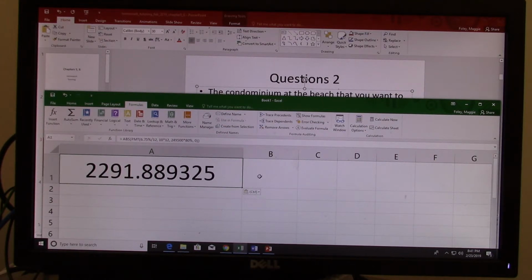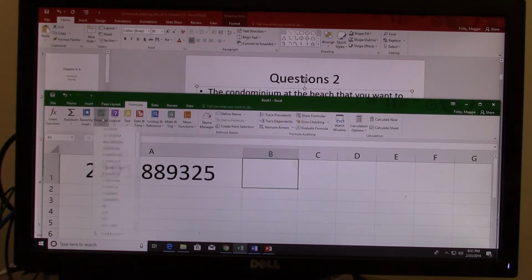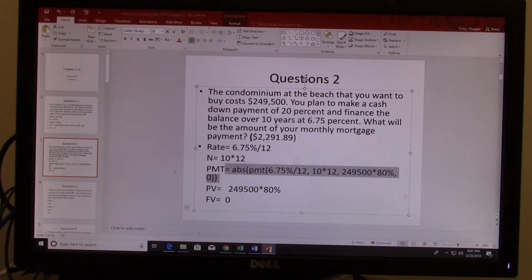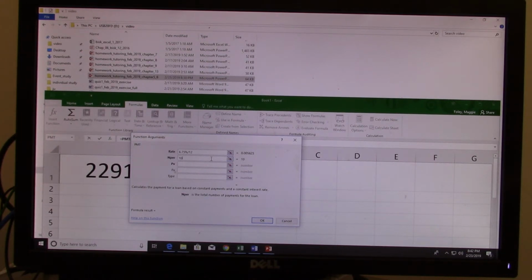Yeah, that's right. Or you can also go to Financial. The command is PMT. Find the PMT command. So the rate is 6.75% divided by 12. Don't put 6.75%. It has to be the monthly interest rate. This is a 10-year loan, so it should be 10 multiplied by 12. Don't put 10 here. It's 120.